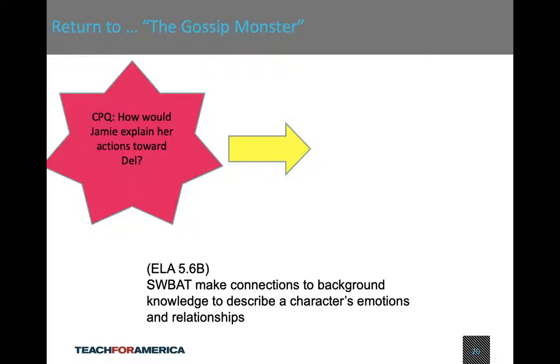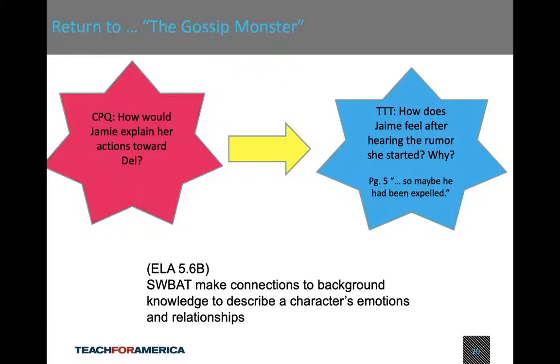So we're again going to return to our favorite story, the gossip monster. Yay. We're going to look back at our CPQ about how Jamie would explain her actions towards Dell. And again, our objective is below. This was again our think, turn, talk for how does Jamie feel after hearing the rumors she started and why.